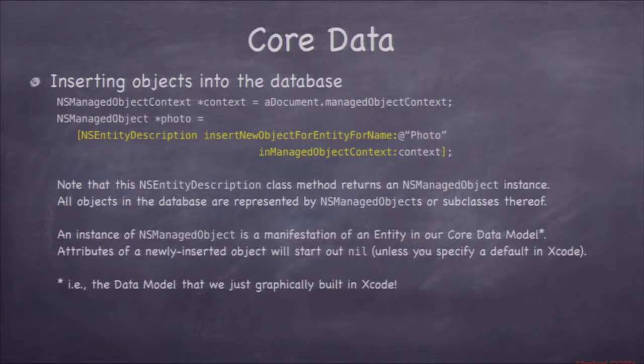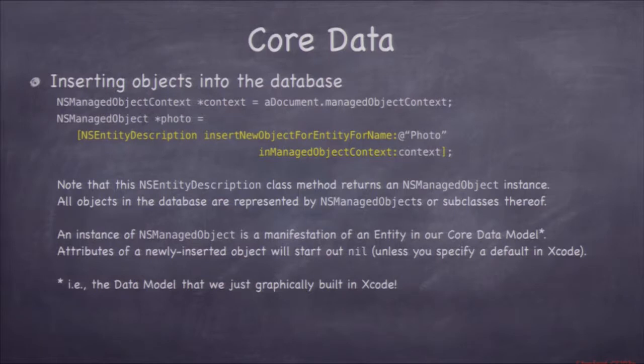So here I am making a photo. And what does it return? It returns NSManagedObject star photo. And I told you that all the objects in the database are NSManagedObjects or subclasses thereof. And in fact, that's exactly what happens. So this is just going to make one for you and return it. It's going to be blank or empty.